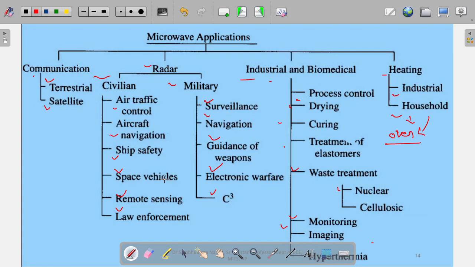Now in this video we'll end here with this much discussion of applications. In the next video we'll see some applications and explain those specifically. So thank you. Please see the next video.